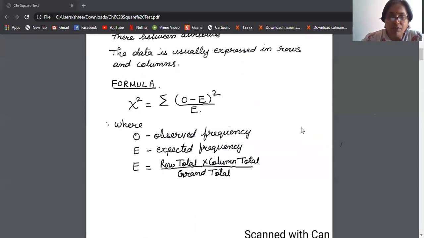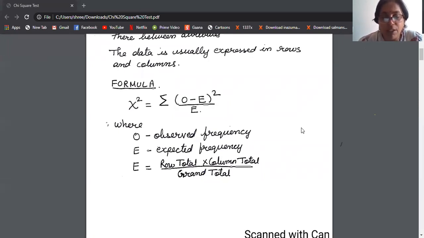Now formally, the formula is chi-square equals the summation of (O minus E) the whole squared divided by E. So first (O minus E) the whole squared divided by E, and then the summation of all those values, where O is the observed frequency, that is, whatever data you have collected. E is the expected frequency, and E can be calculated.